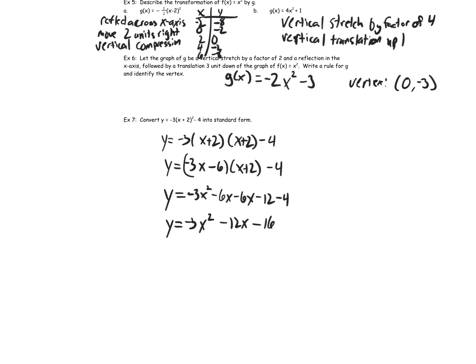Standard form, I have my A is negative 3, my B is negative 12, my C is negative 16. And that's it.